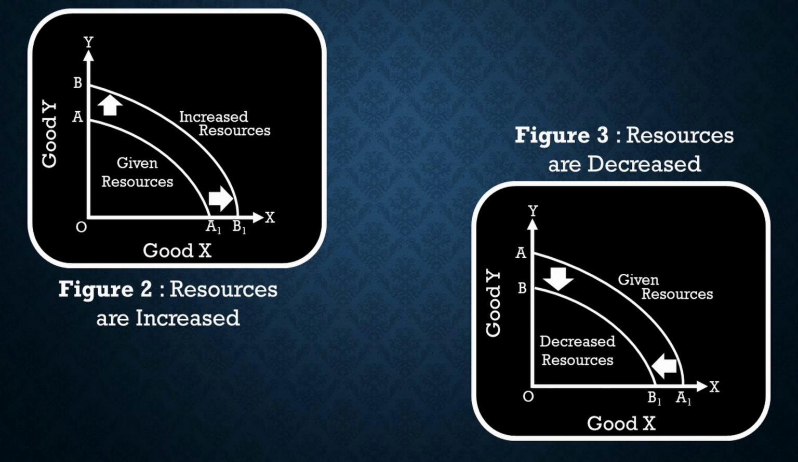This is shown in figure 3. In this figure, OX axis represents good X and OY axis represents good Y. A1 is the initial production possibility curve. When resources are decreased, PPC will shift backward towards B1.